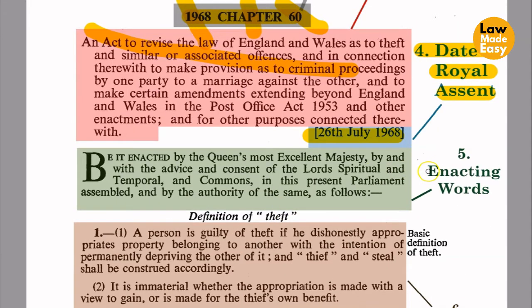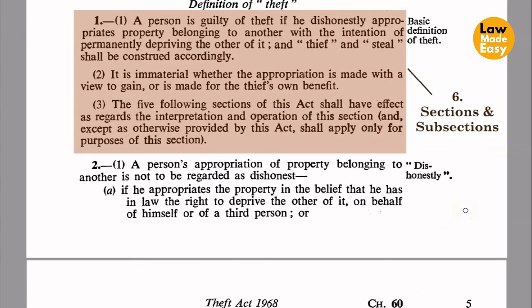Point number 5, enacting words. These are the enacting words here of the statute: be it enacted by the Queen's Most Excellent Majesty by and with the advice and consent of the Lords spiritual and temporal, and it goes on. These are the formal words that indicate that the statute was passed after going through the appropriate legislative process and with due authority.